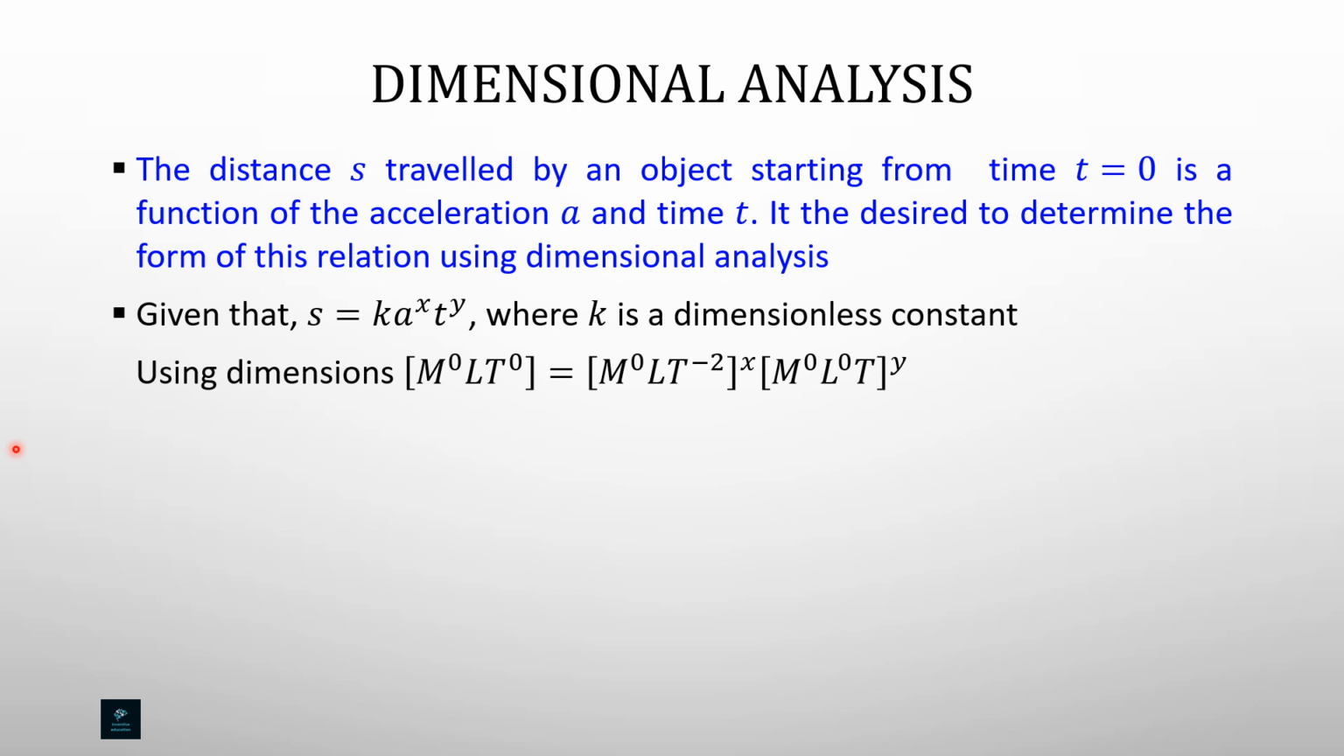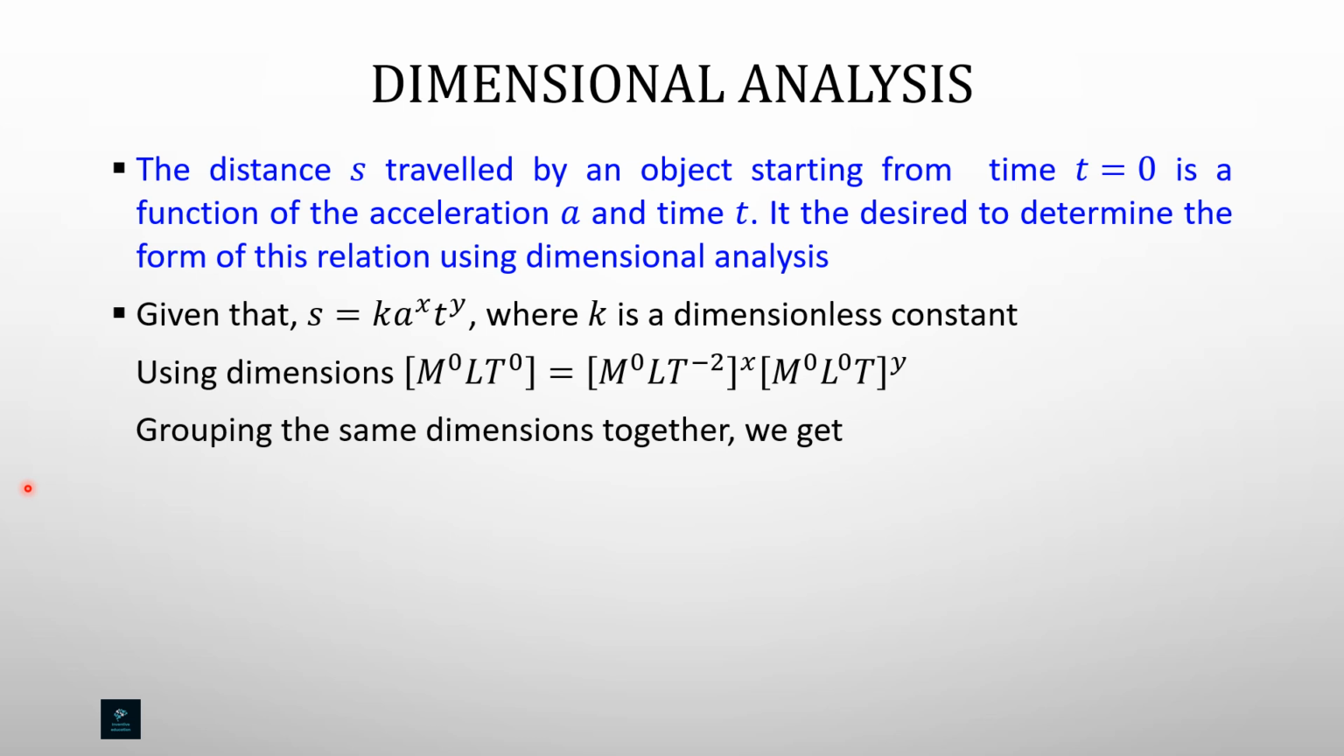Using dimensions for s, we write M to the power 0 L T to the power 0. Dimensions for a are M to the power 0 L T to the power minus 2, and dimensions for t are M to the power 0 L to the power 0 T. Putting these dimensions in this equation, we get this equation.